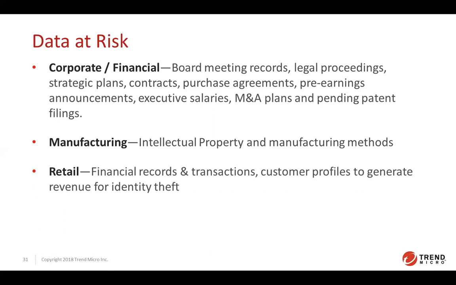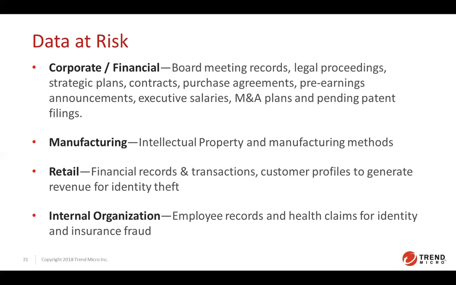Retail: financial records, transactions, customer profiles generate revenue for identity theft and such. So a lot of stuff in retail, we see a lot of POS malware, point of sale malware, to steal credit card data. And then internal organizational data: employee records, health claims, identity and insurance fraud. We talked about that business email compromise scam where they look for W-2 records.